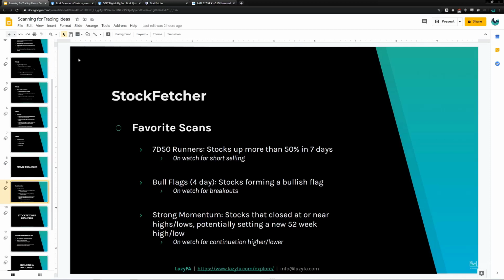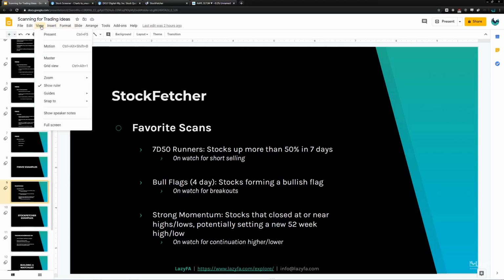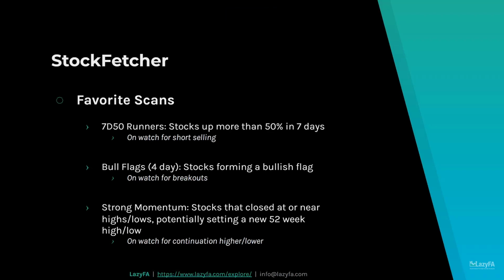So let's move on to Stockfetcher. Stockfetcher is a pretty awesome tool, and I've used this for years now. It's probably paid for itself like 100 times, because it's like $8 a month. If you make one good trade that makes you like $500, it pays for itself for like 10 years. So it's a cheap tool, and I really like it a lot.